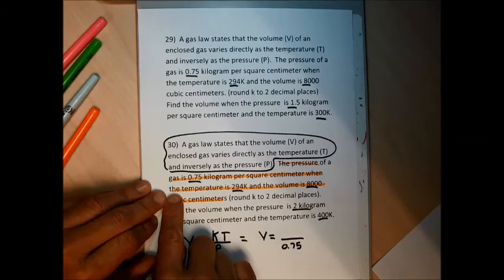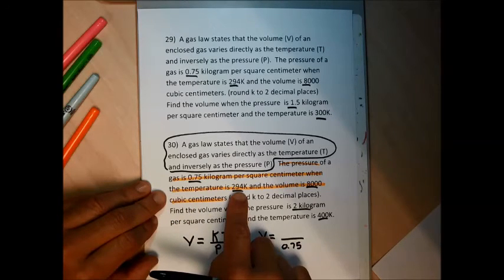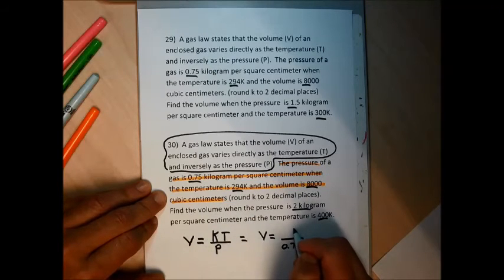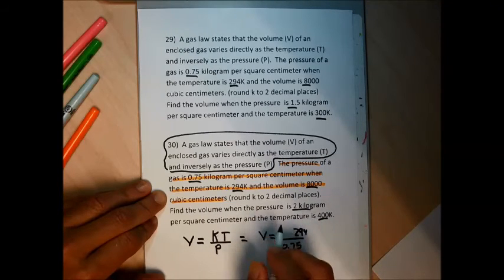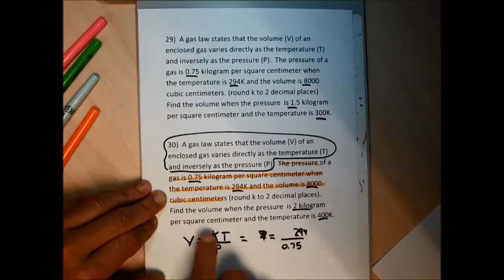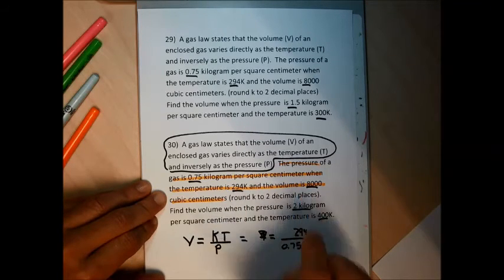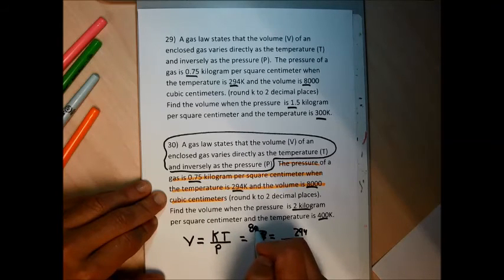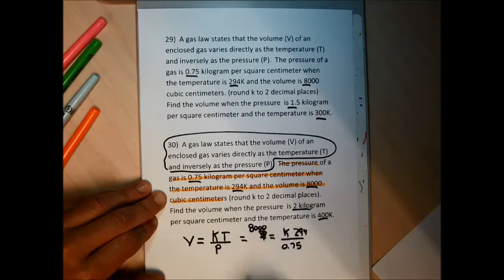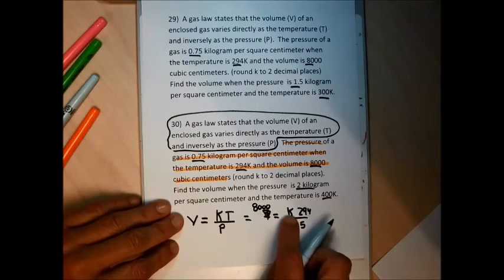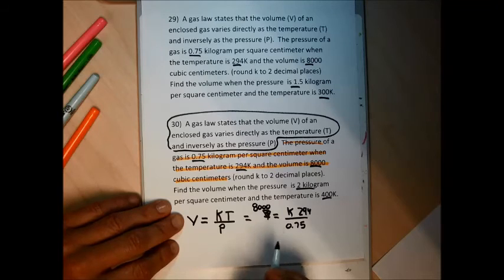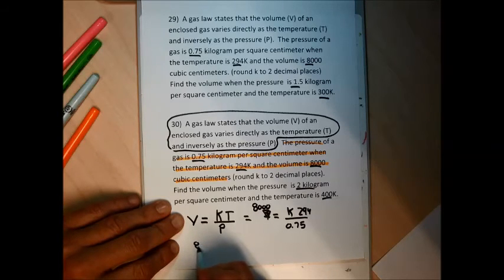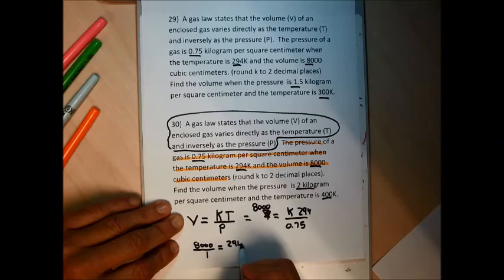And then the next number says, and when temperature is 294, well, temperature in my problem was the T, so I'm going to put 294 in for T. I shouldn't have written the V because I'm going to put a number in for the V. And the third number I see is volume is 8,000 cubic centimeters. That should have gone in for the V. And the K is the unknown. So what I should have written is 8,000 equals K times 294 over 0.75. And I'm going to change that to 8,000 over 1 equals, and then K times 294 looks odd. How about 294K over 0.75?